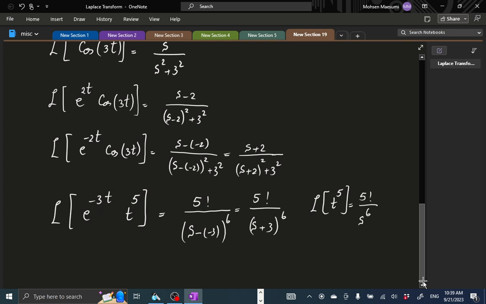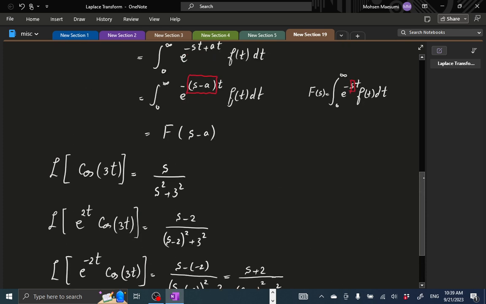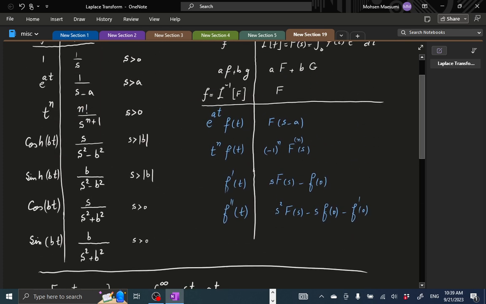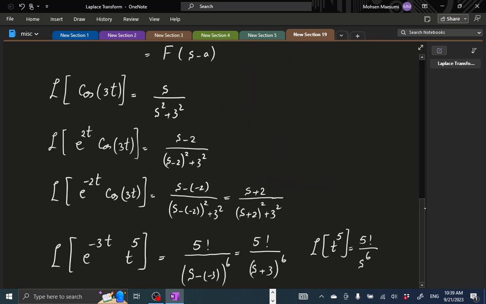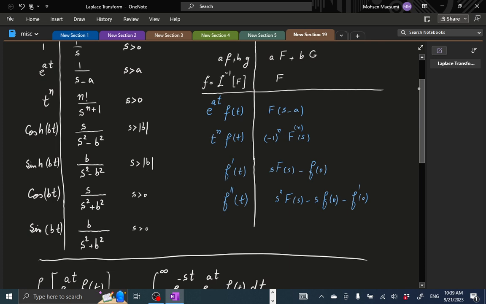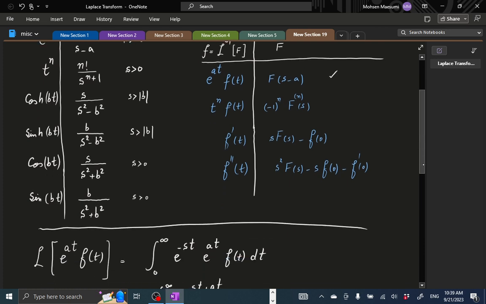So from now on, if we have a negative for the coefficient of the exponent of exponential, then we just have s plus that number. So that was an example of a polynomial, and we had an example of this one. You can also write exact same thing with sine or cosine hyperbolic. So we have dealt with this case. Now let's go after the next one.